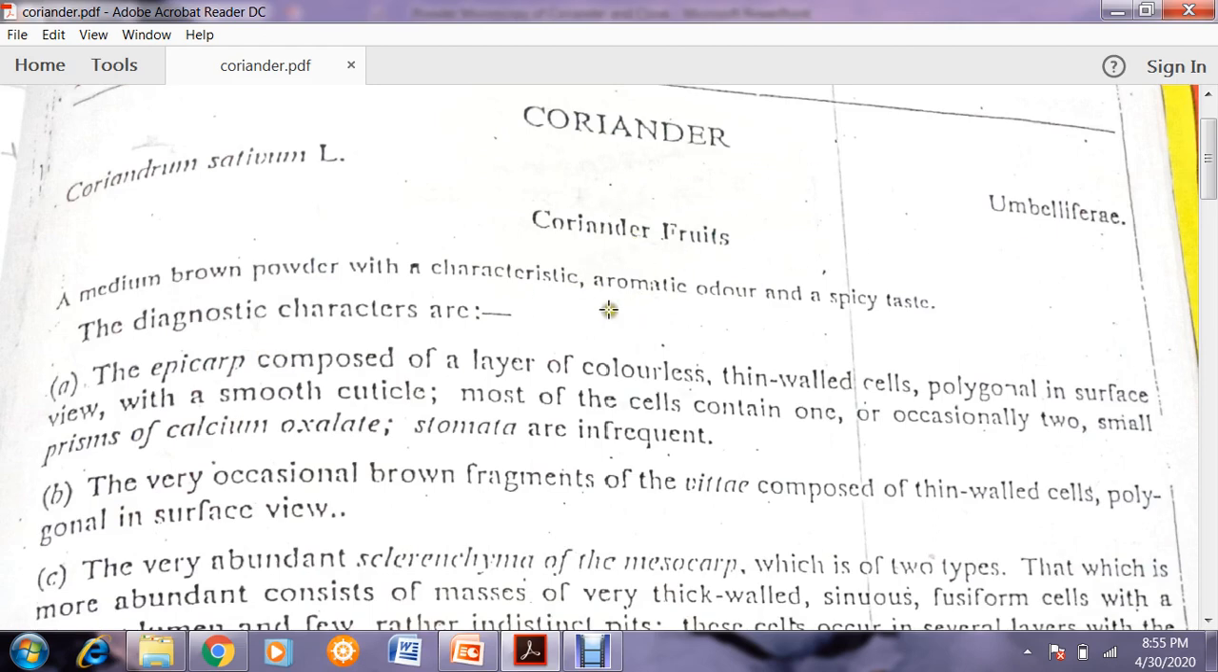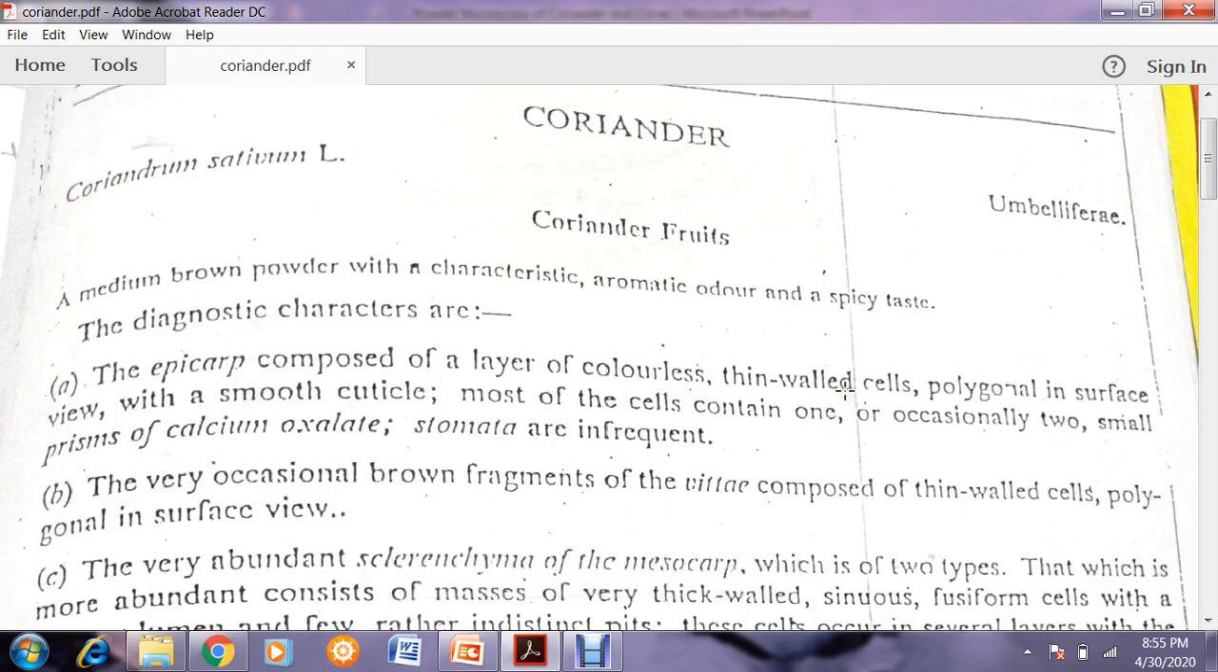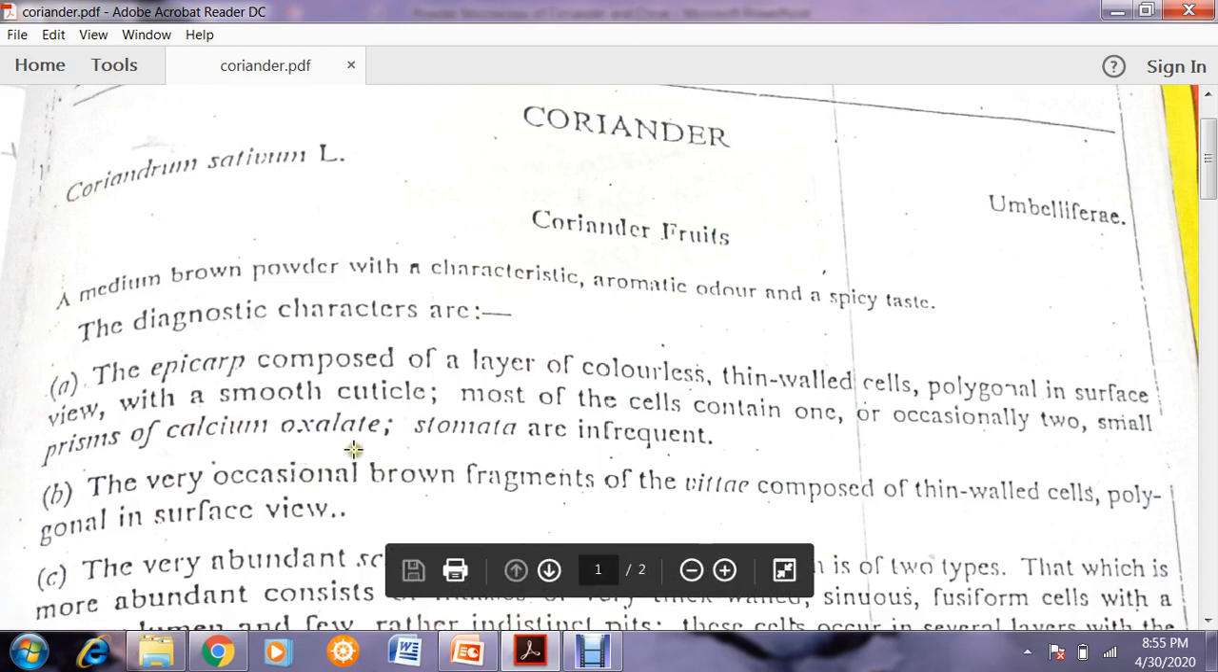So as you all know, I have told you in the organoleptic evaluation of fruit that fruits are composed of basically three main parts: the epicarp, the mesocarp, and the endocarp, which contains the seed. So all of these three features will obviously be seen in your microscope. The first one is epicarp, composed of a layer of colorless thin walled cells. Epicarp is the outermost layer, polygonal in surface view with a small cuticle. Most of the cells contain one or occasionally two small prisms of calcium oxalate.